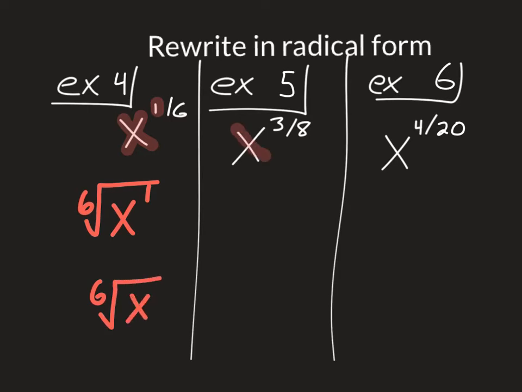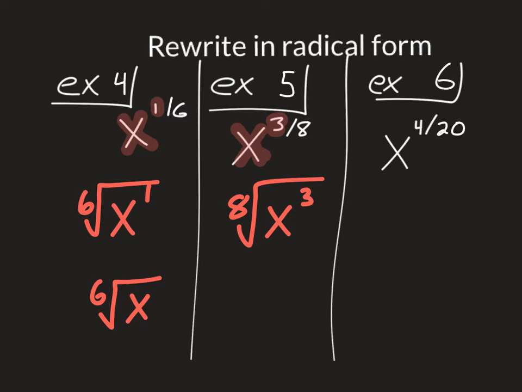All right, next example. Here I have x raised to the third. So I'm going to keep that numerator exponent, x raised to the third. And then that denominator of the exponent is going to travel around to the outside. So that's going to be the 8th root of x to the third.